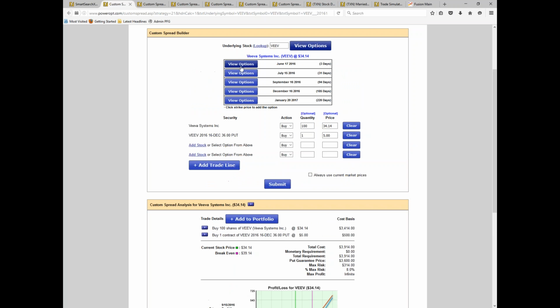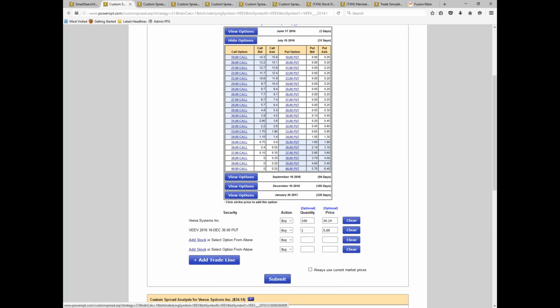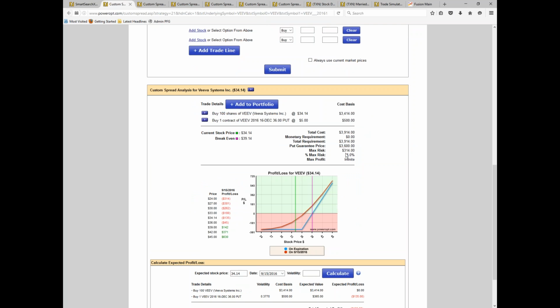Let's take a look at the options that are available. We have standard expiration, no weekly, so I'm going to go out to July. And there's a 34 and a 35 call. So let's say I want to generate premium right now, and I want to sell the 35 call. We're going to say we get 80 cents for it. My risk is $3.14, so generating 80 cents is about a fourth of it.